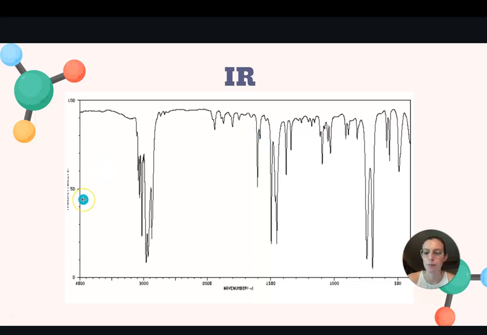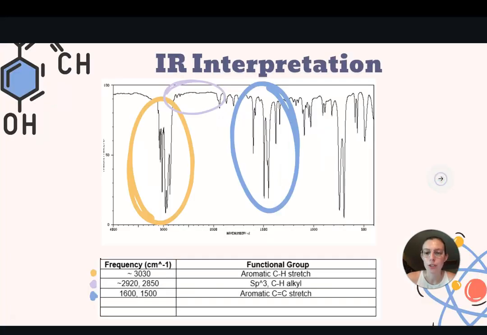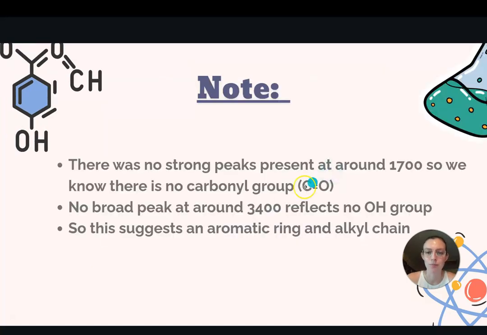We also have here the IR chart, which I have color-coded and interpreted here. Around the 3030 mark, we had an aromatic CH stretch. Around the purple here, the 2920, 2850 area, we have an sp3 CH alkyl. And the blue here, around 1600, 1500, we have an aromatic C double bond C stretch.